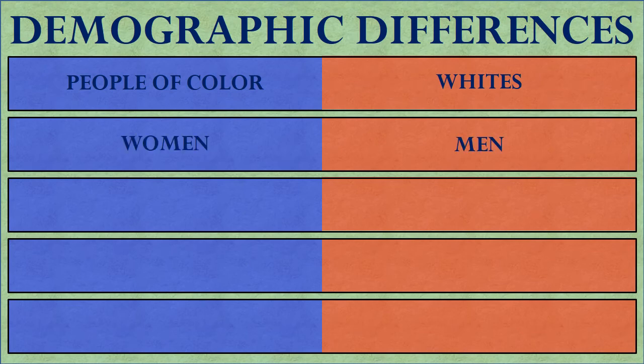Odds are a woman is more likely to be a Democrat, and a man is more likely to be a Republican. Now, let's think about this for a moment. Why would people of color and women more likely be Democrats, while white men more likely to be Republicans? Well, it goes back to this question about individual or collective responsibility.